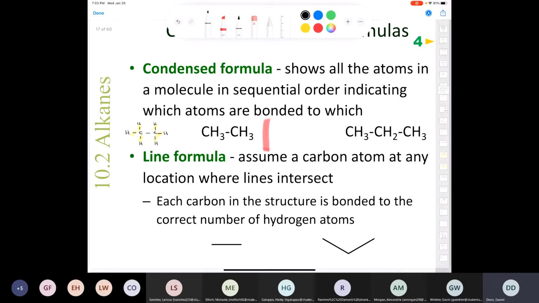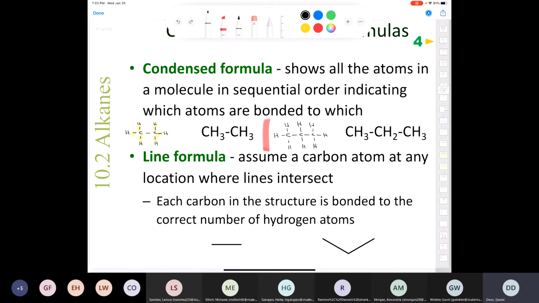Another example, if we had the propane molecule that I showed you on the last slide, you have 3 carbons bound together. You have 2 CH3s, 1 on each end, but in the middle, the carbon is bound to 2 hydrogens. You have a CH2 here.